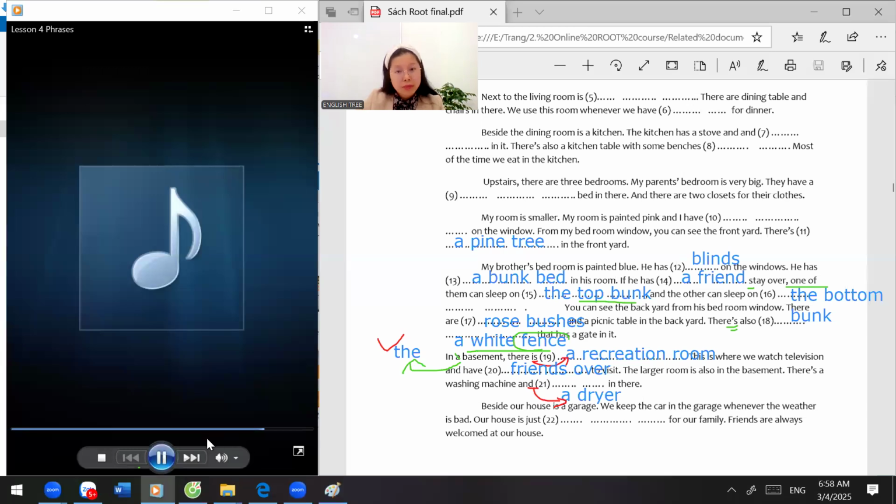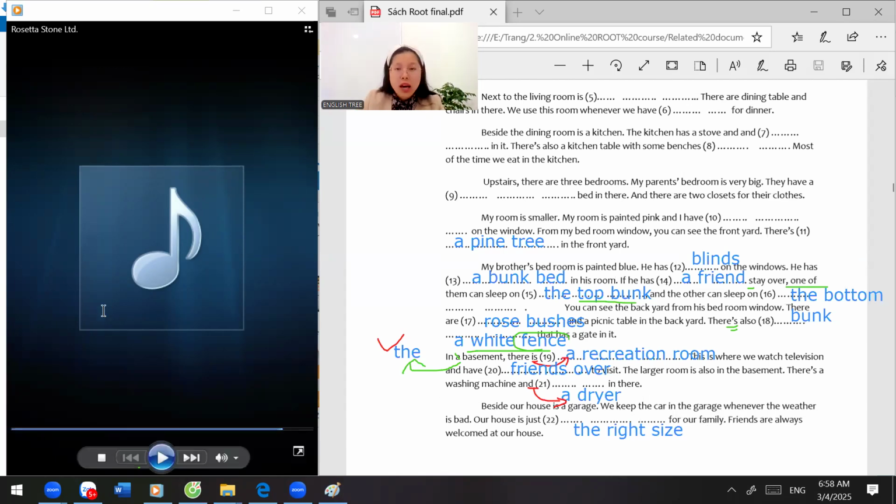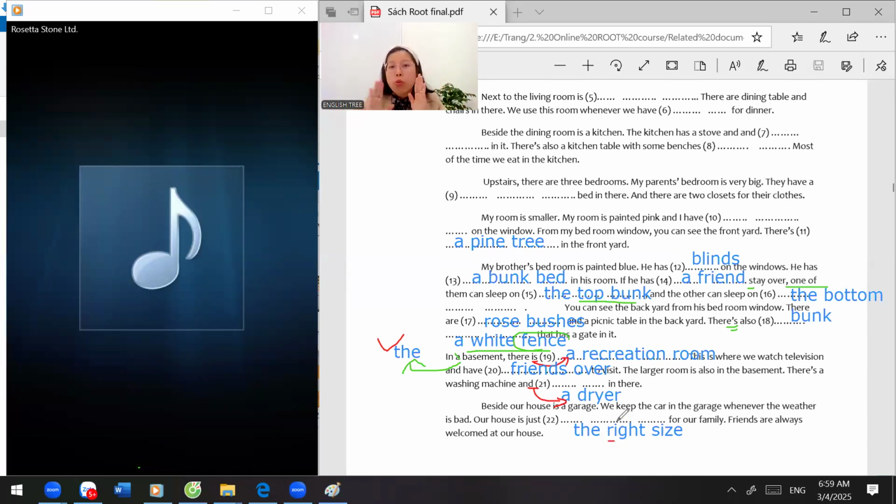Beside our house is a garage. We keep the car in the garage whenever the weather is bad. Our house is just the right size for our family. So it cannot be an or a. An is not possible because right starts with a consonant, but it cannot be a because with the right size, only one size can be right. Many other sizes are wrong for the family, but this house is the right size. So for right size, the article has to be the, to be definite, to be only one.